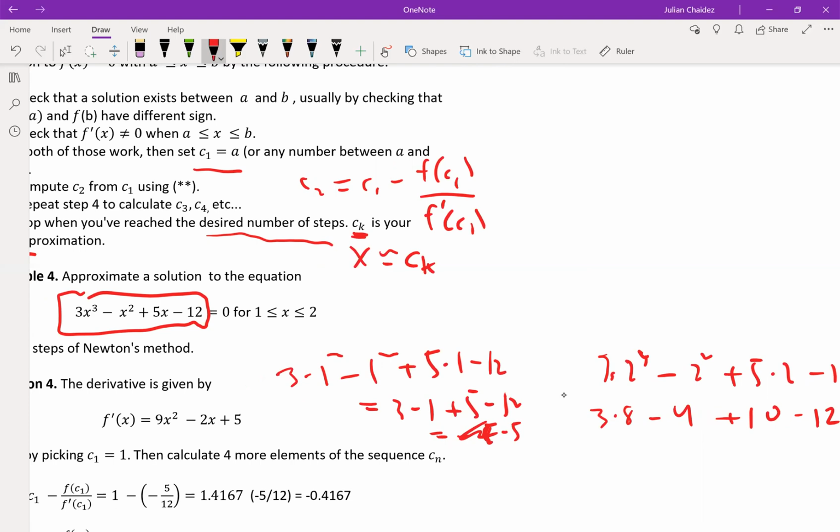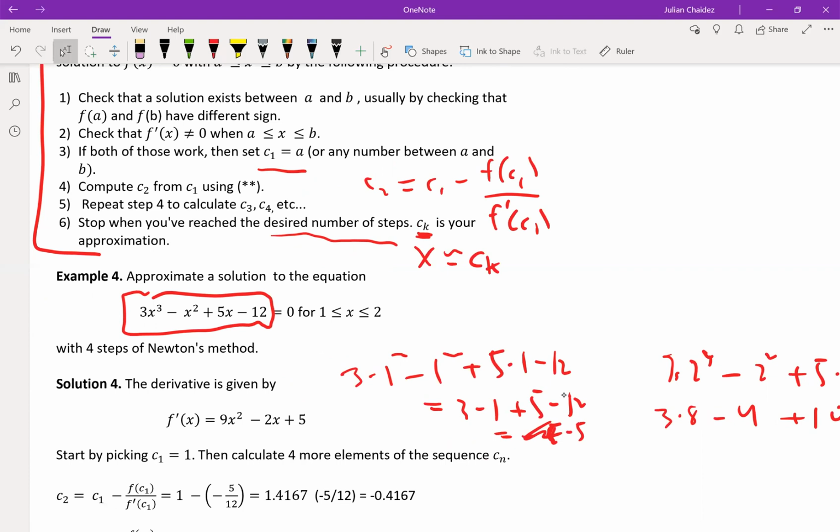So I just did step 1, which is checking that there is a solution between a and b. Then the next thing I have to do is check that f prime is not 0 whenever x is between 1 and 2. There I can just plug it in. So I check that 9 times, I can just kind of eyeball it.